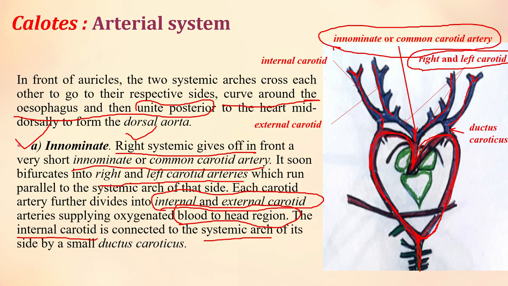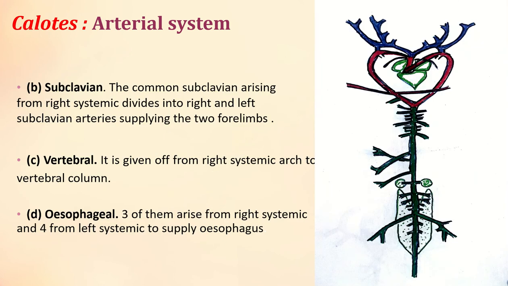The systemic arch and internal carotid artery are connected with the help of a small branch of artery called the ductus caroticus. The ductus caroticus is a connection between the systemic arch and internal carotid. Again, there are some branches.